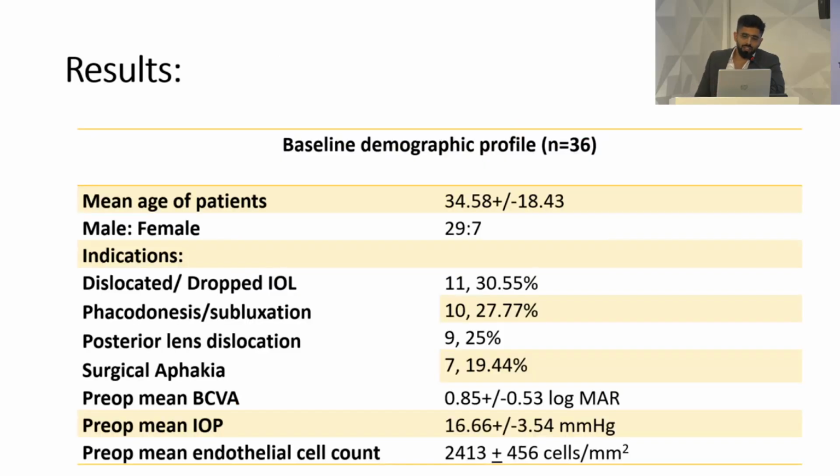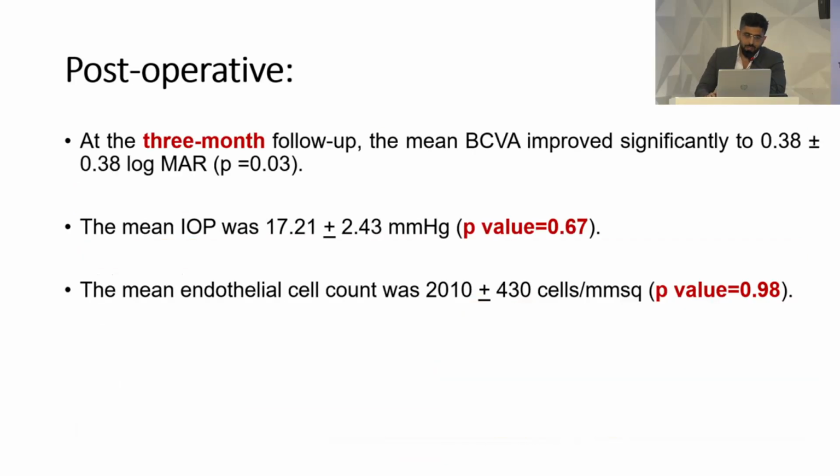So now coming on to the results, a total of 39 patients were included with a mean age of about 34 years. Male to female ratio was 29:7. Most of the indications were dislocated or dropped IOLs, phacodonesis or subluxations, posterior lens dislocations, or previous surgical aphakias. The pre-op mean BCVA was 0.85, pre-op mean intraocular pressure was 16.6, and the mean endothelial cell count was 2400. At 3 months of follow-up, the mean BCVA improved significantly from the baseline. IOP and endothelial cell count were more or less similar with no statistically significant difference.